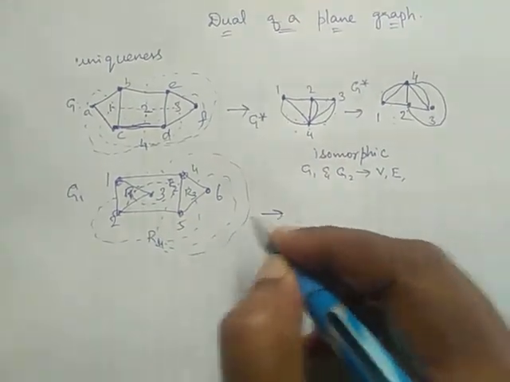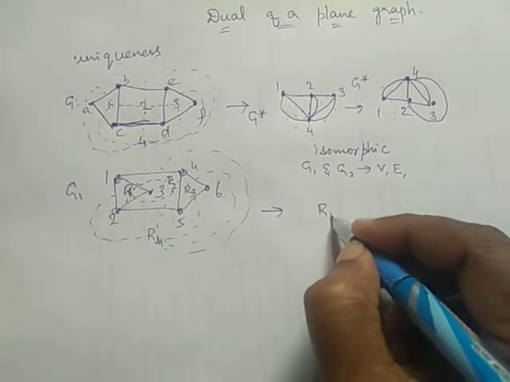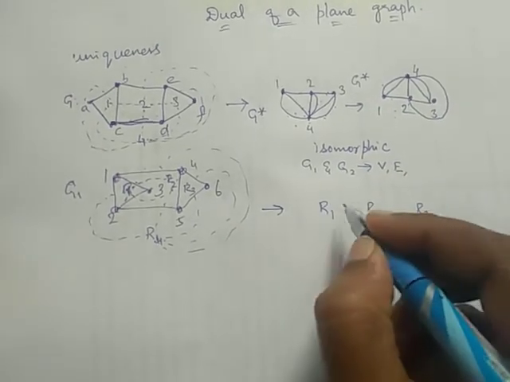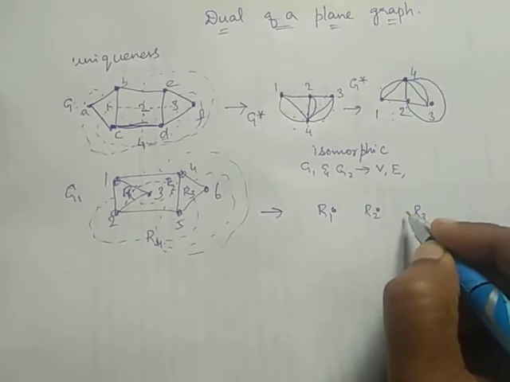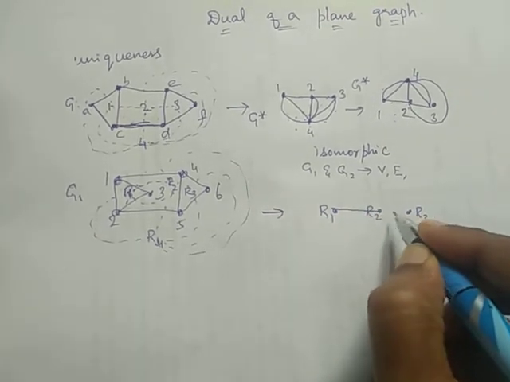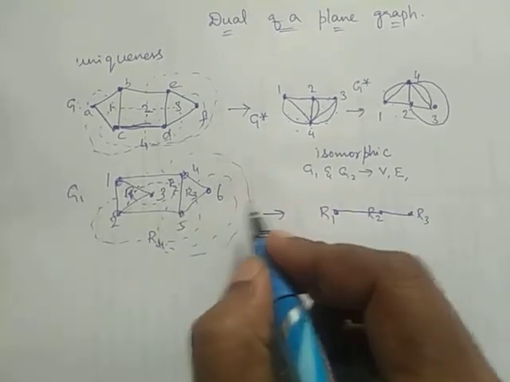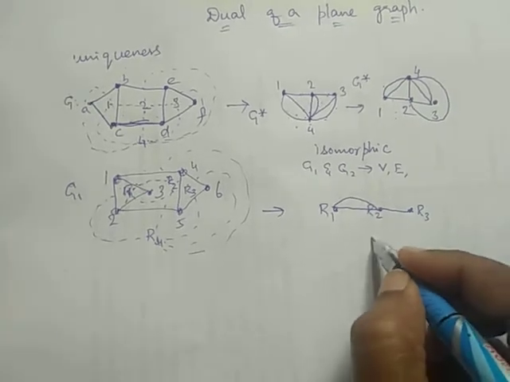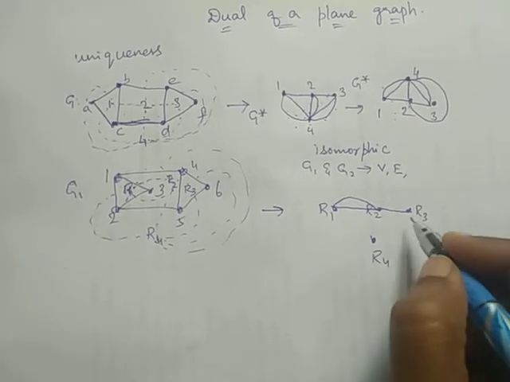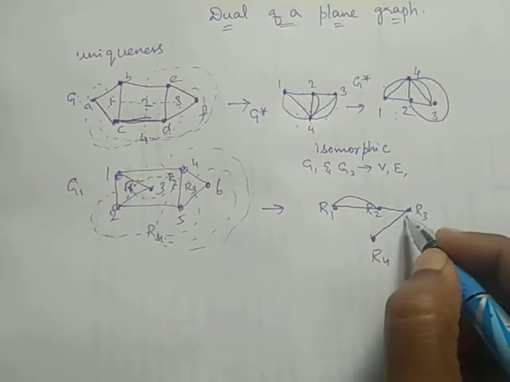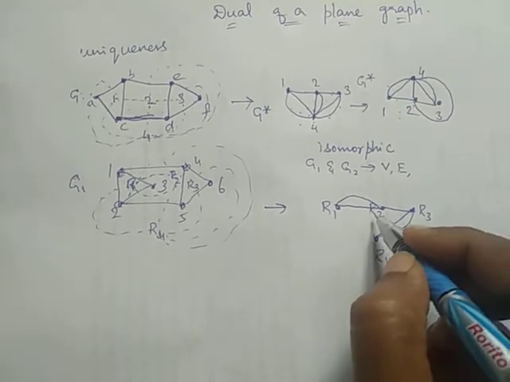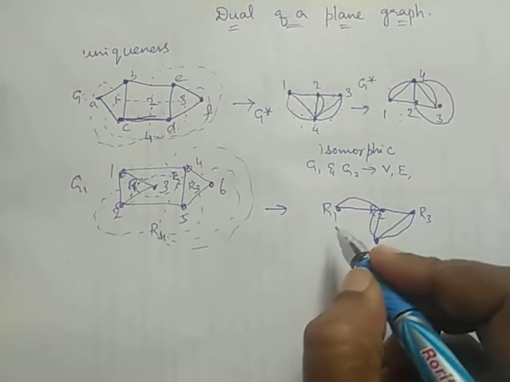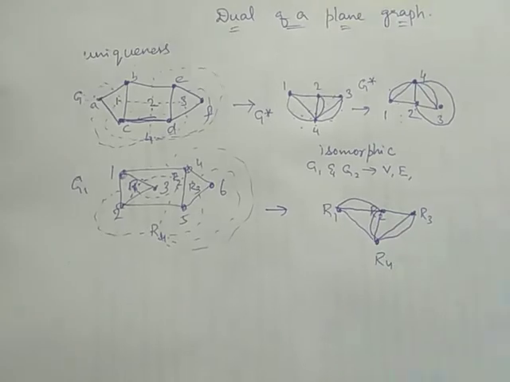So the geometric dual of this graph has vertices R1, R2, R3, and R4. R1 is connected to R2, R2 is connected to R3, R1 is connected to R2 twice, and R4 is connected to R3, again to R3, to R2, again to R2, and to R1 only once.